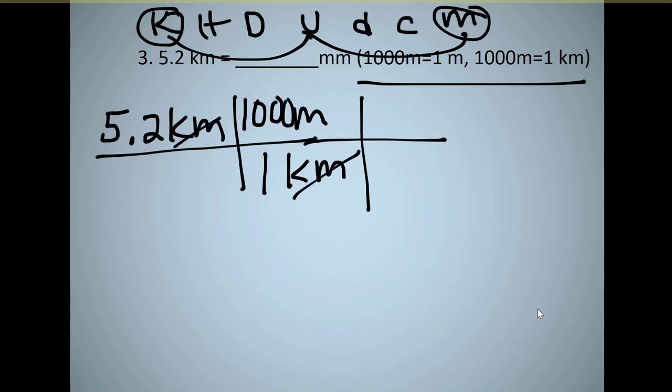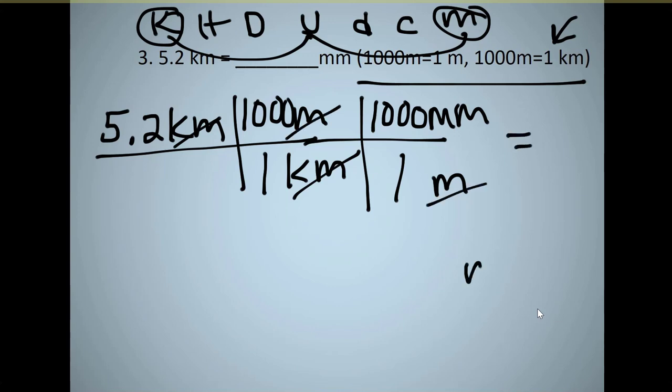Kilometers will cancel. I'm left with meters. I want to cancel out meters and change it to millimeters. Between the two, meters is bigger, so it gets the 1, and millimeters is 1,000. And you could just look at my conversion factors up here. I gave them to you. So meters cancels out. I'm left with millimeters.